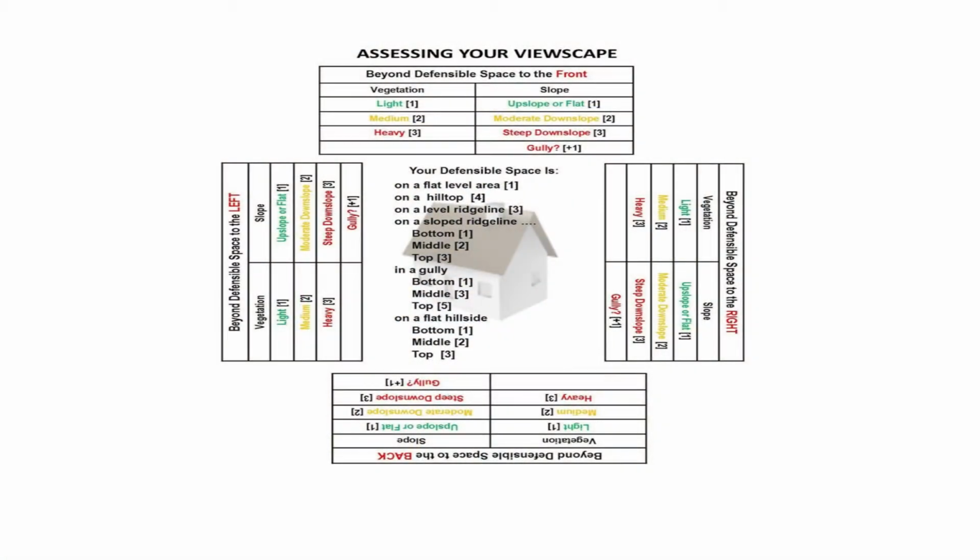In the very center of this form, we talk about flat level area, hilltop, ridge line, bottom, top, middle of slope, gullies, and so on. Those are all factors that need to go into your hazard assessment. Topography is very important, as Frank was talking about.